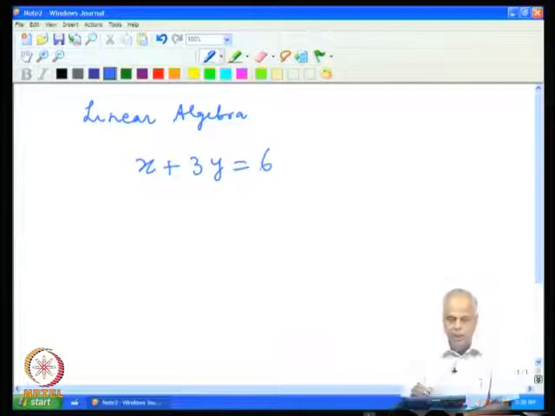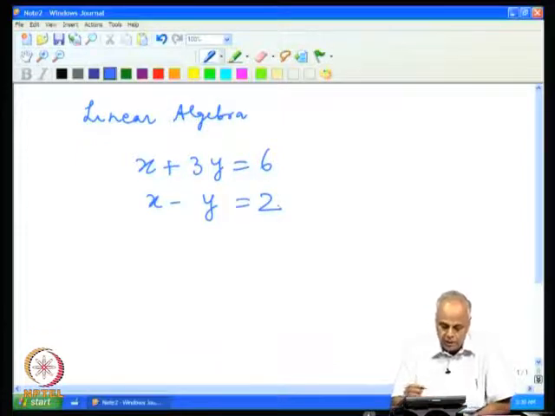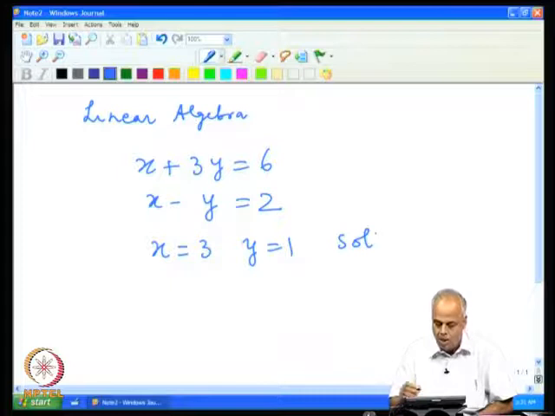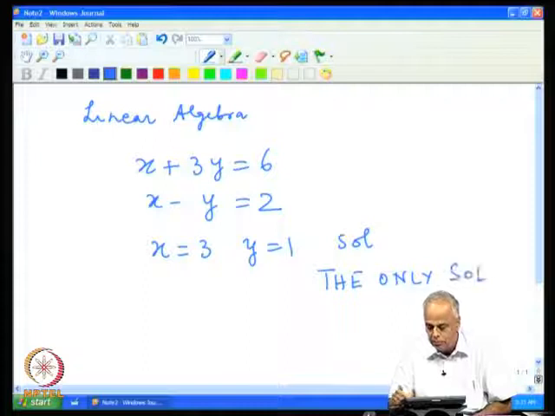So, let us begin with a simple system of linear equations. Consider the system of linear equations x plus 3y equal to 6 and x minus y equal to 2. It is very easy to see that x equal to 3 and y equal to 1 is a solution of this system, and more importantly it is the only solution for this system.